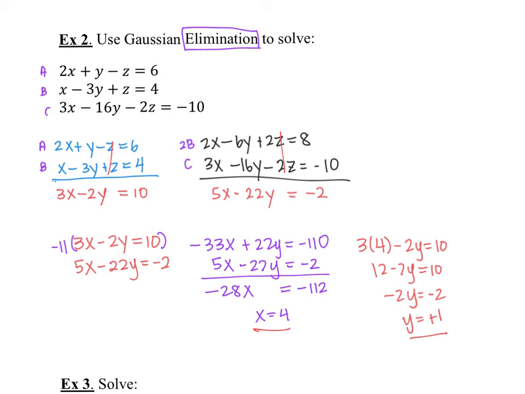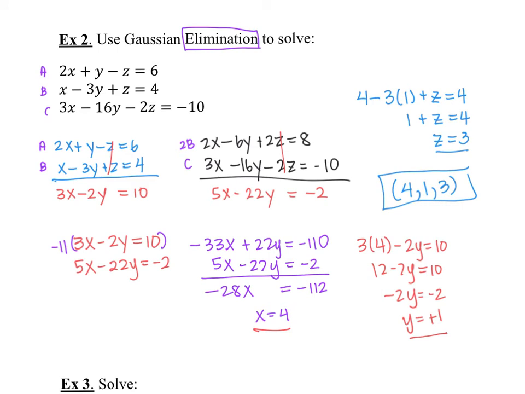Okay, so if I use equation B, x is 4. So x minus 3y plus z equals 4. 4 minus 3 is 1. Okay, so what do I get? I get z is 3. So my answer is the ordered triple 4, 1, 3. If I wanted to check my answer, I could plug in the 4, 1, and 3 into each of the original equations to make sure it equals what it's supposed to equal.